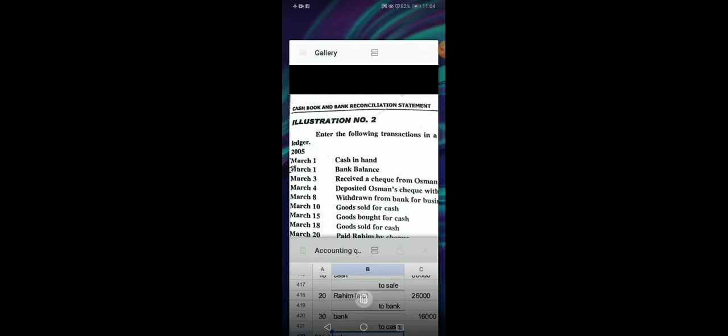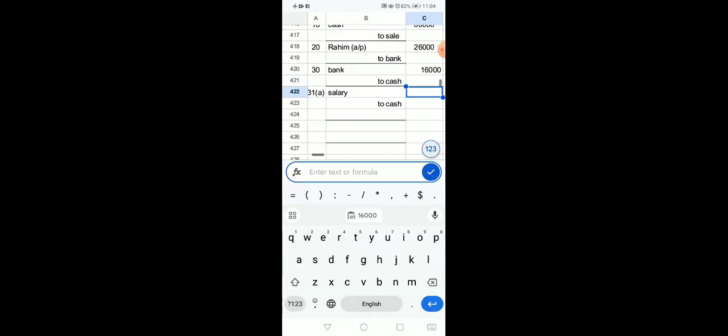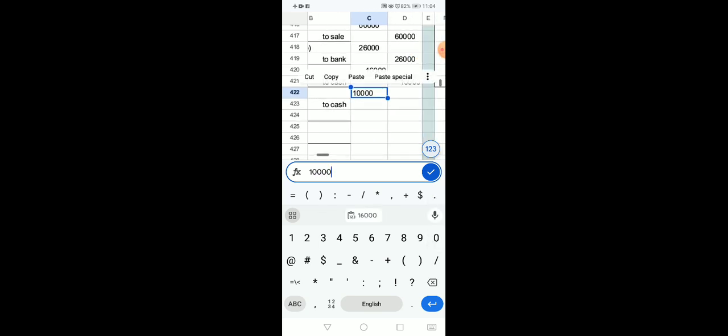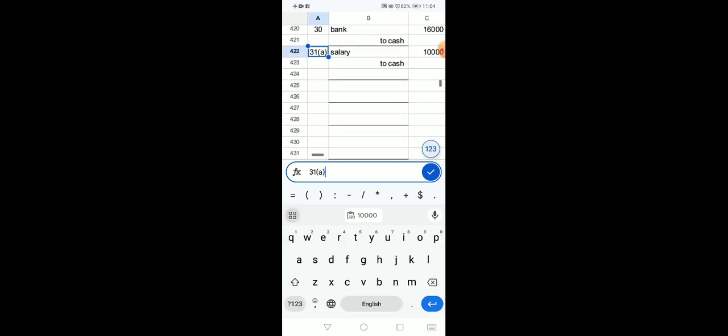Let's see how much salary you have paid. This is 10,000, so you will mention 10,000 on debit side of this journal entry, and same amount you are needed to put on credit side as well. This way entry number 31A is completed, and we know that next entry is 31 as well, but we will mention B for the second 31st entry. And let's see what 31st entry is saying. We have paid rent by check.